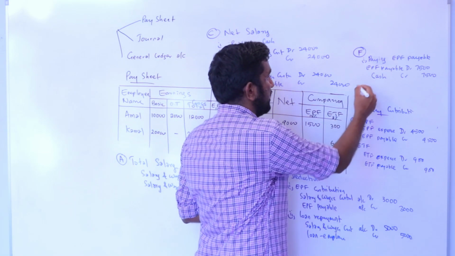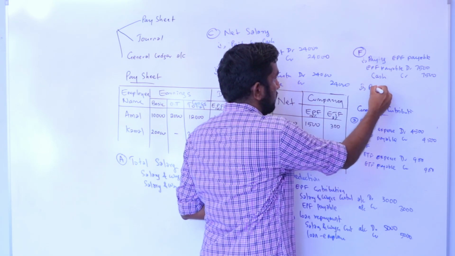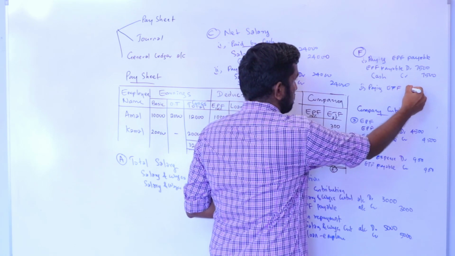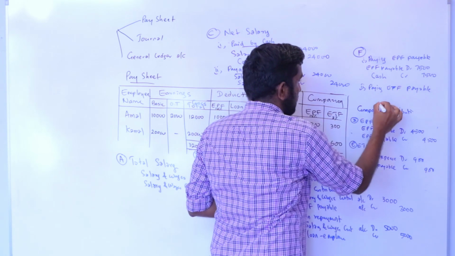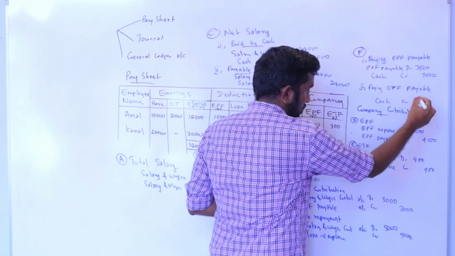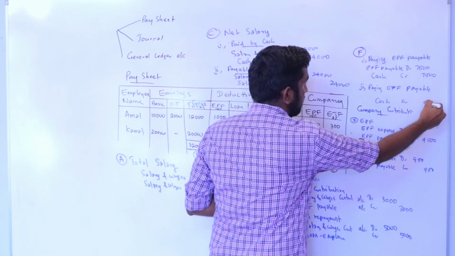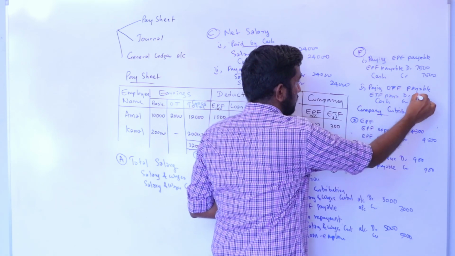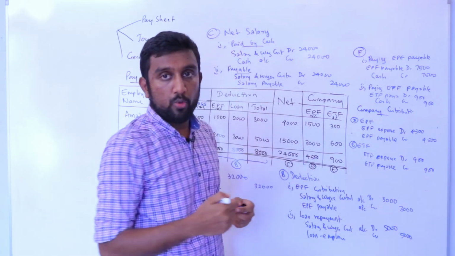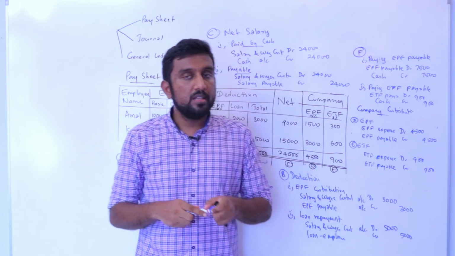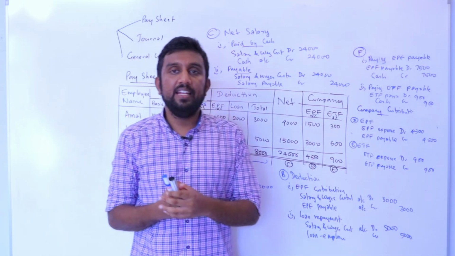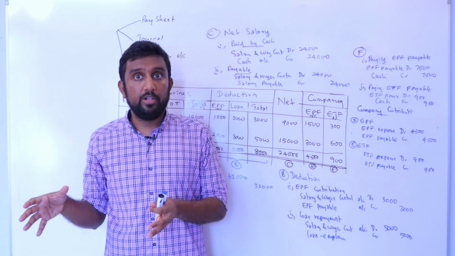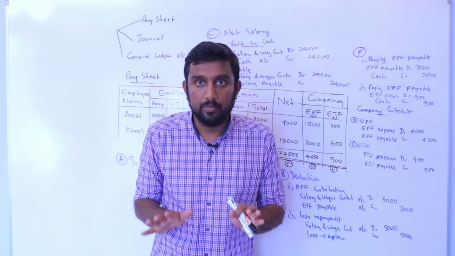Second one is ETF payable transfer, like paying ETF payable. Again cash credit, how much ETF payable? We have 900, and ETF payable debit 900. So here I am assuming that current month's EPF payable and ETF payable is transferred to the specific authority at the end of the month, which is not possible.